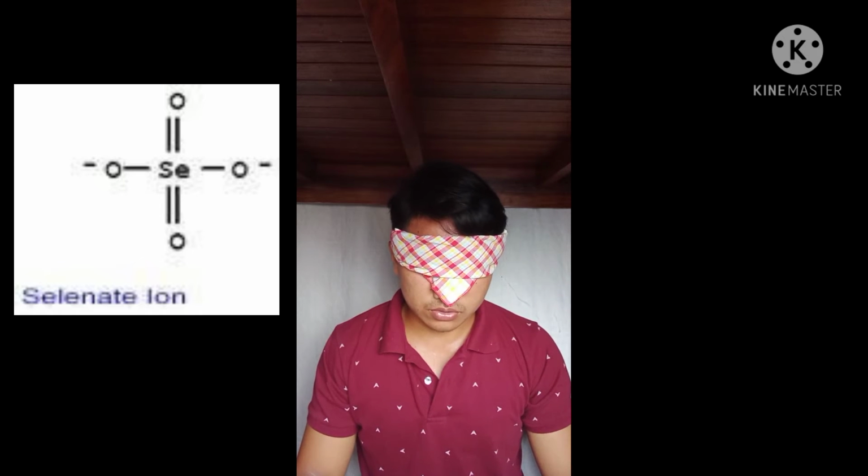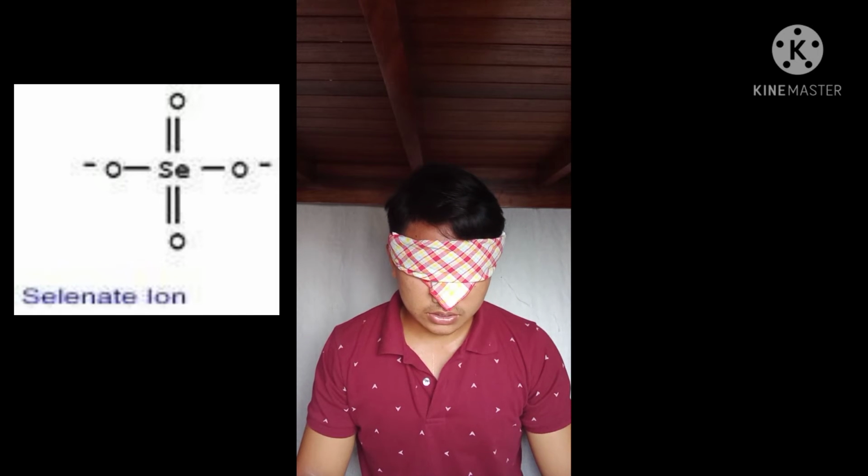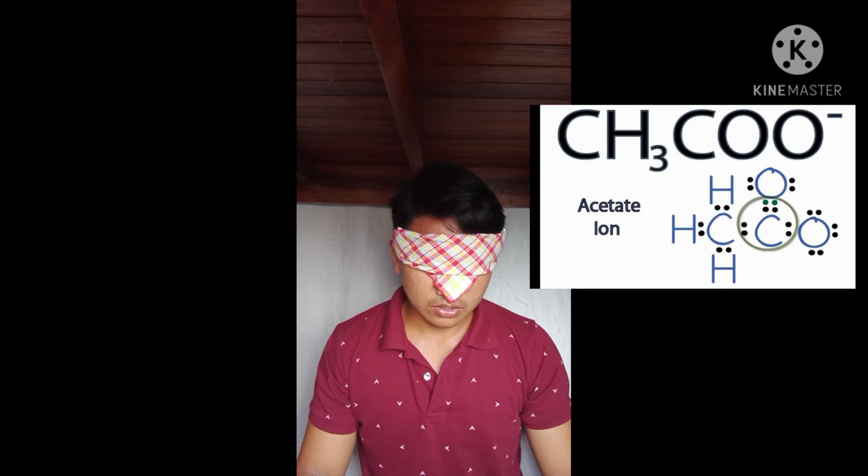SeO4 minus 2 is 1 selenium, 4 oxygen is selenate. SiO3 minus 3 is 1 silicon, 3 oxygen is silicate. C4H4O6 minus 2 is 4 carbon, 4 hydrogen, 6 oxygen is tartrate. C2H3O2 is 2 carbon, 3 hydrogen, 2 oxygen is acetate.